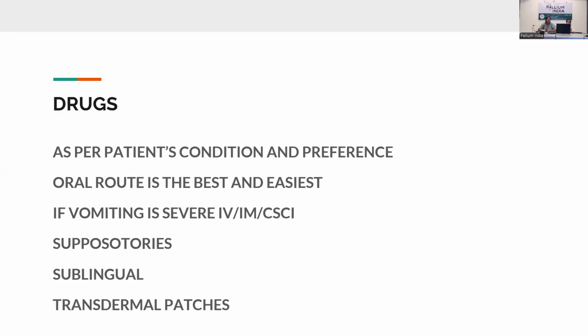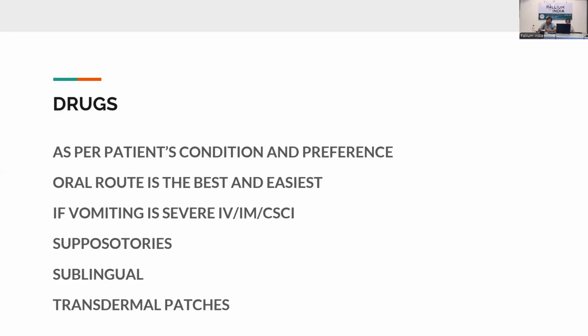So, what is it? Drugs. There is no rule that you have to give the IV route for vomiting. As per the patient's condition and preference, if the patient is able to take drugs orally, you can allow them to take oral tablets. The oral route is the best and easiest. You should not tell them, oh, you are having vomiting, you can't be kept at home, come to hospital, we'll give some injection. Nothing like that. If the patient is able to tolerate oral food, you can give it like that.